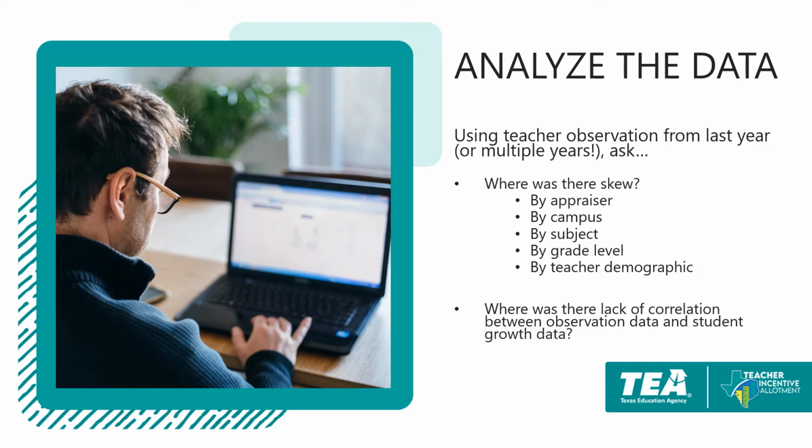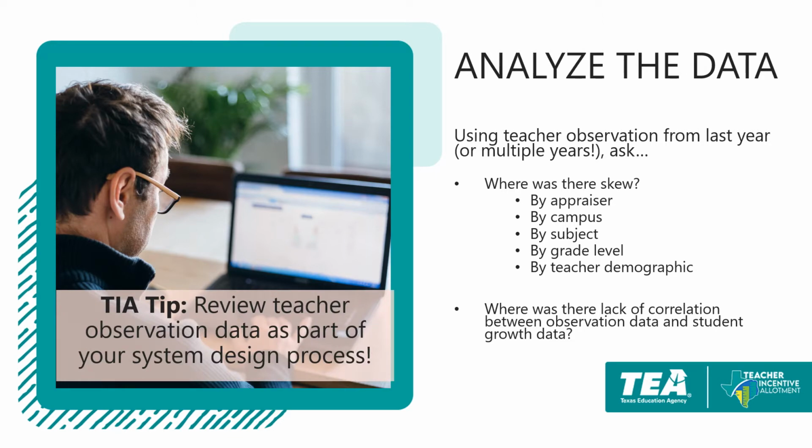Notice that I didn't say, is there skew or is there correlation? We can assume that there is, but districts with really strong teacher observation systems work to identify and reduce skew and lack of correlation continuously. I also want to add that while we're talking right now about analyzing teacher observation data as a best practice at the beginning of every school year, it's a good idea to go through this analysis process before you build the teacher observation component of your local designation system.